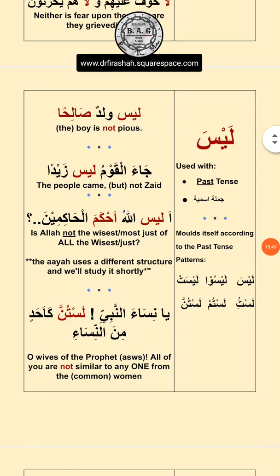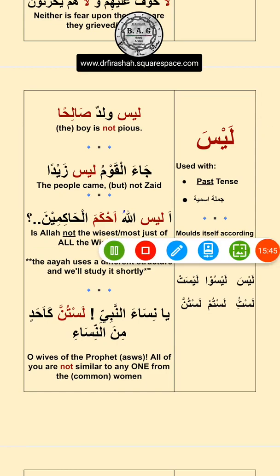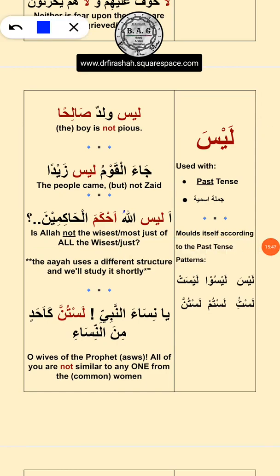Next we have Laysa, and as I mentioned earlier, it can be used with past tense and Jumla Ismiya. How is it going to be used in past tense? By adopting the shape or the pattern of your past tense patterns. So you've got Laysa, then Laysu, Laysat, Lastu, Lasta, Lasti. Then I've got Lastum, Lastuna. And we'll be studying their examples here in this column.